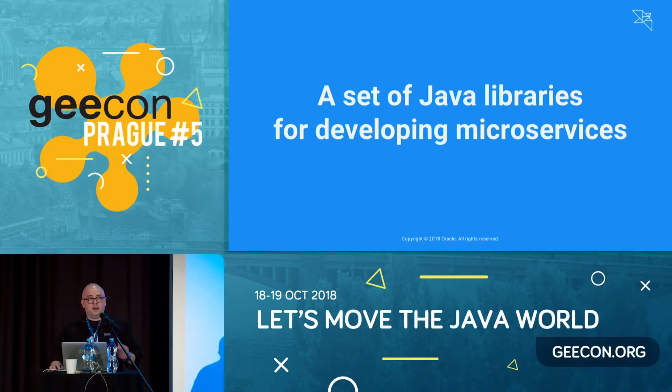So what is Helidon? Here you see a one-sentence description of what it is: it's a set of Java libraries for developing microservices. Two keywords are here. First, Java, so it's Java related, and the second is microservices. So we designed the Helidon framework from scratch, especially for microservices.